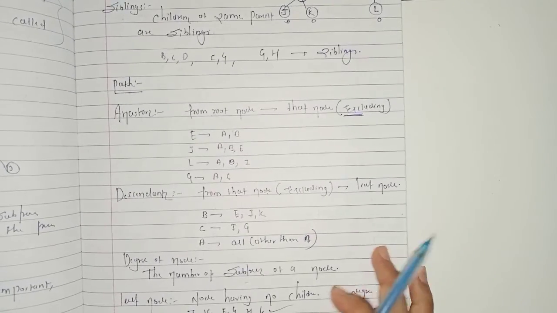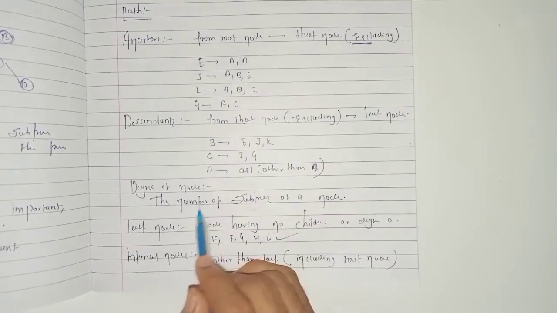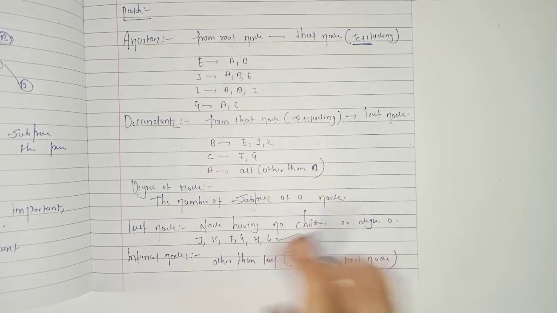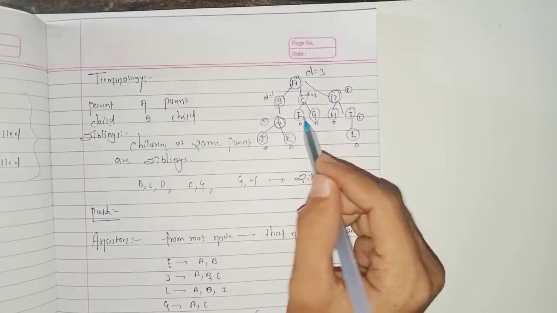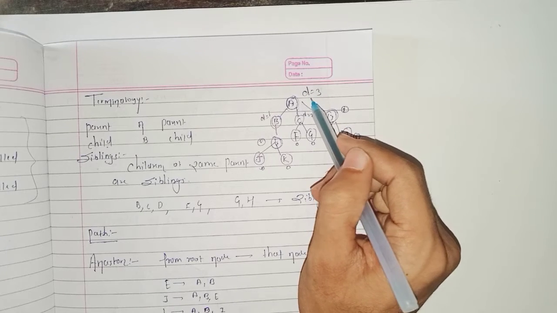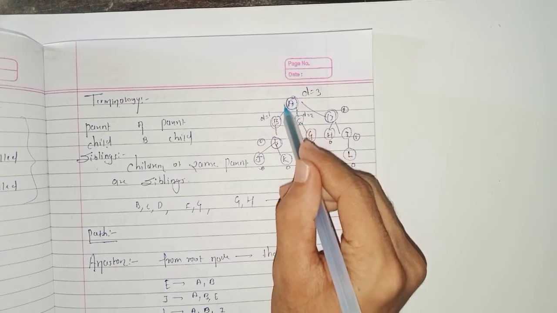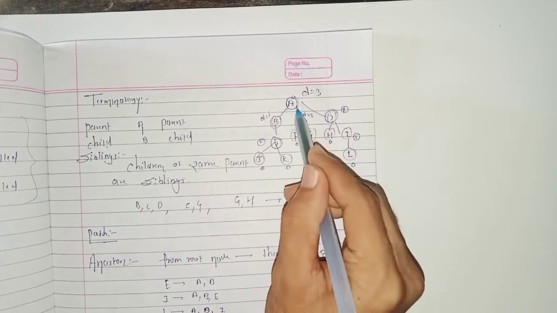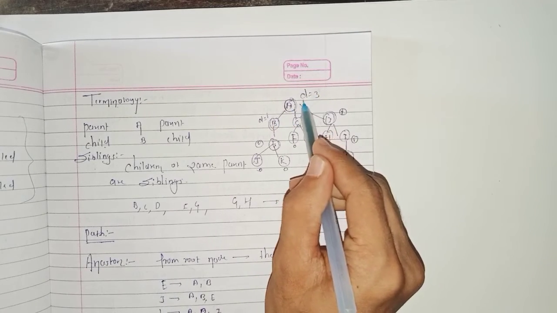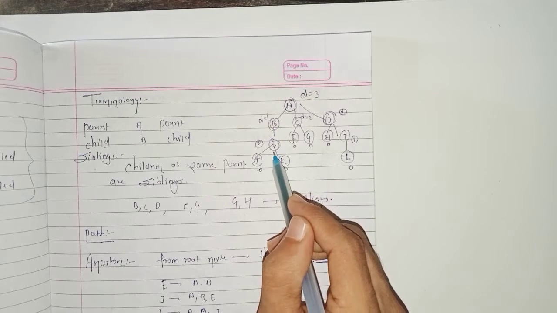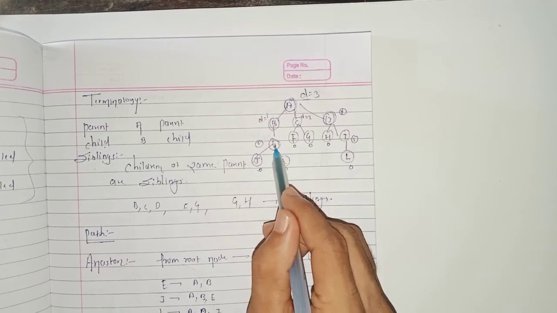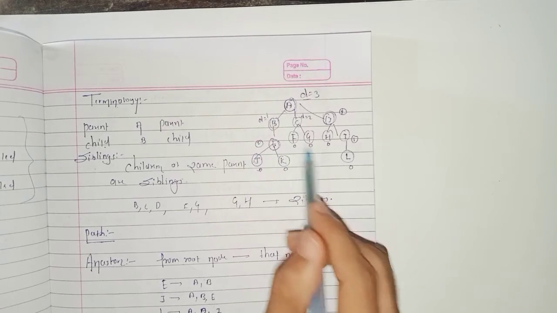Now the most important concept is, what is the degree of a node? Degree of a node means the number of subtrees of a node. Right here you can see I have written the degree. Degree means how many children a parent node contains. So for A, you can see 3, so I have written 3. For B, there is only one subtree, so I have written 1. For E, 2 nodes, then 2.